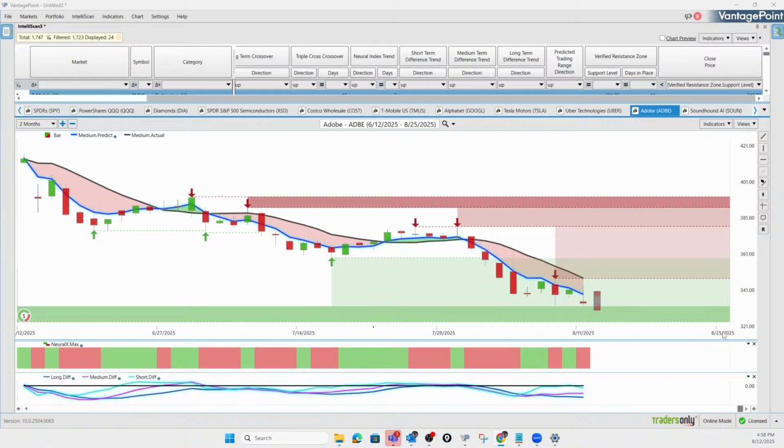So as you can see, we have a neural index that's also bearish, right? And the predictive differences are bearish as well. Now, I will also point out, and you guys asked for this analysis, right? So, I mean, I can't put this support level here.